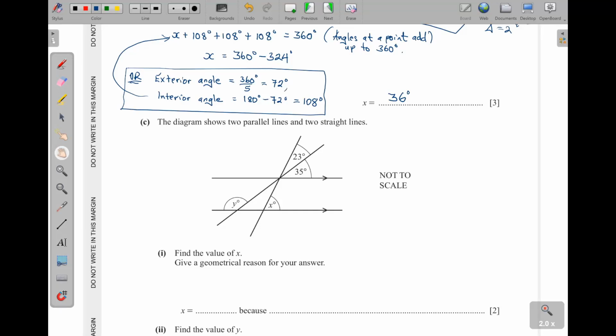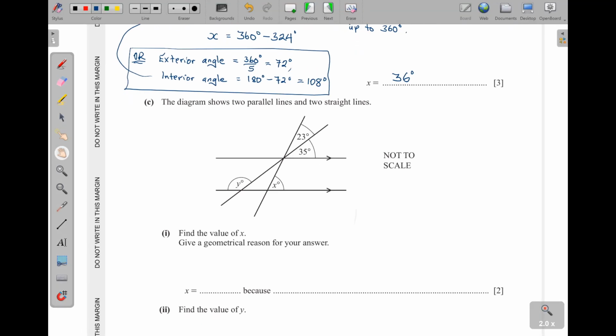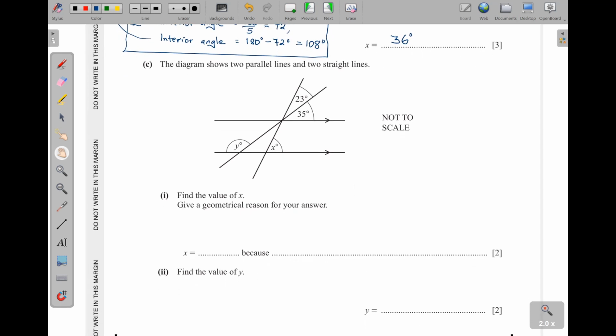Next, the diagram shows 2 parallel lines and 2 straight lines. Roman 1, find the value of x, give a geometrical reason. So when you look at x, because these are parallel lines, this one here corresponds to this angle here. So that means x is going to be equal to 23 plus 35 degrees, and that will be 58. So the reason is going to be corresponding angles. So you can just write here corresponding angles.